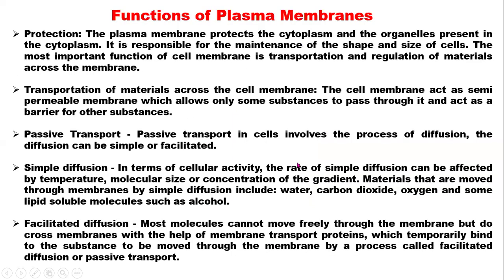So now let's look at plasma membrane and its function. We already know what plasma membrane is. Now let's look at the various functions it carries out. It carries out the function of protection. Plasma membrane protects the cytoplasm and organelles present in the cytoplasm. It is responsible for the maintenance of the shape and size of cells. The most important function of the cell membrane is transportation, regulation of materials across the membrane.